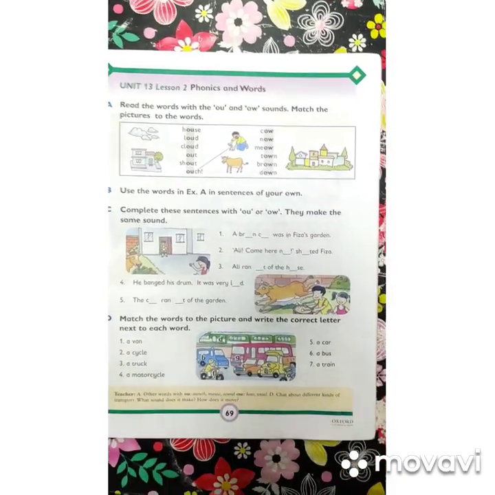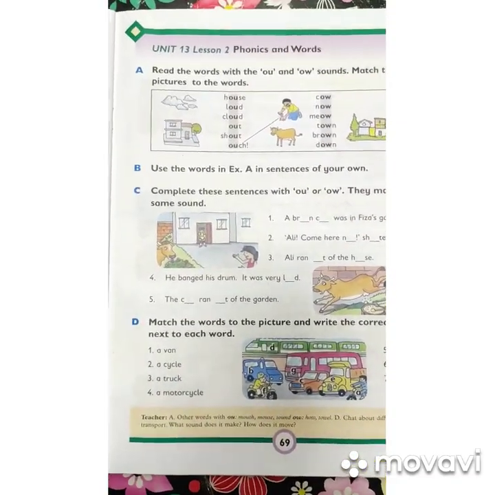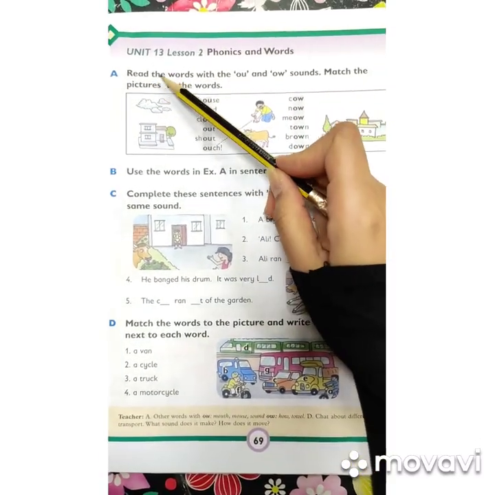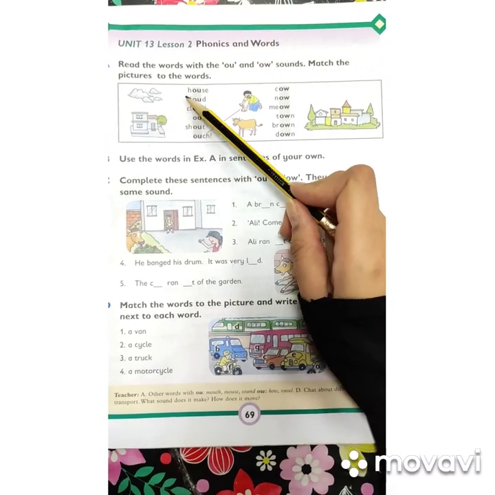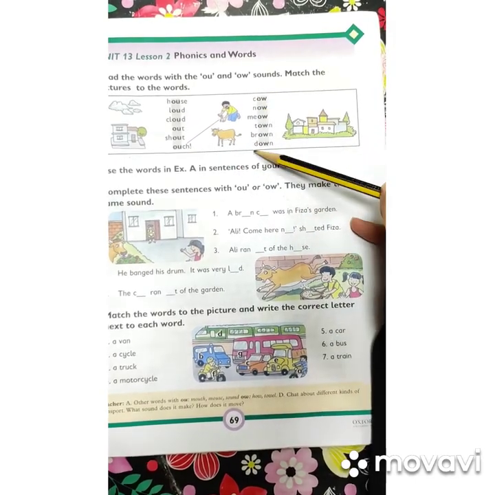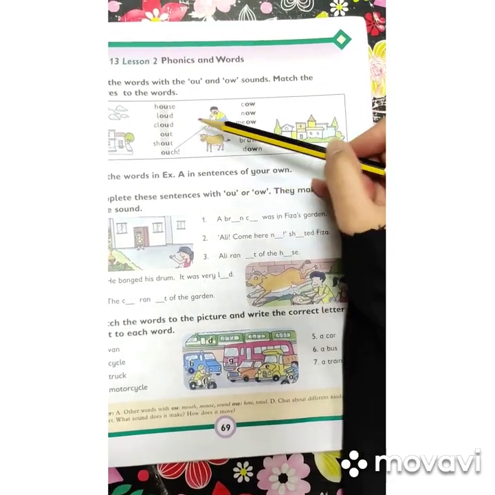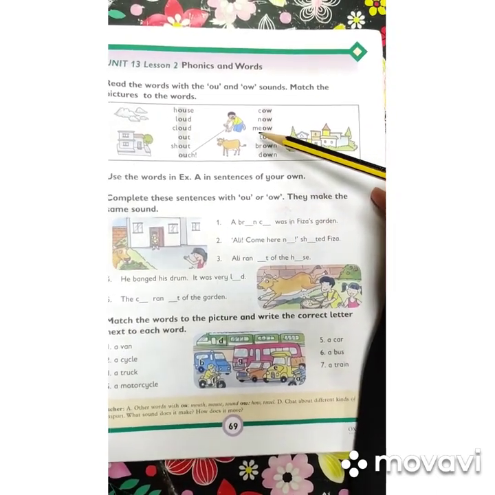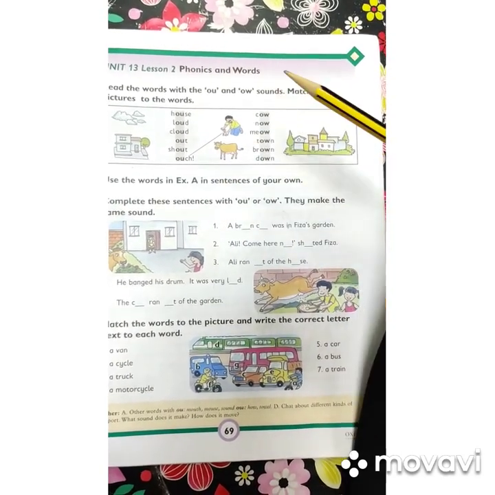Let's come back to our textbook, page number 69. Take a look at this box in our first exercise of this page. Read the words with OU and OW sounds. Match the pictures to the words. Now in this box, we are given with two groups of words. One group makes one sound, the other group makes the same sound as that one. Alright? After we finish reading the two groups of phonics given here, we will be matching these pictures with the words given in the box.